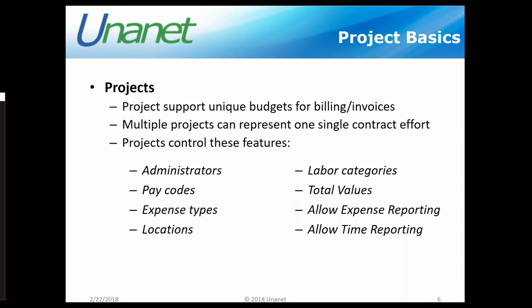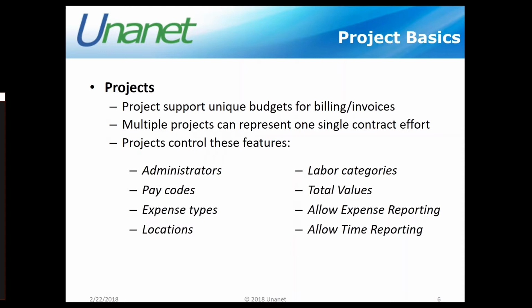The administrators are set up at the project level. The same is true for pay codes, and I'll skip down to locations. So those two are set up at the project level. The expense types, that is also set up at the project level. So if you were to have two tasks that you wanted one to be material and one to be travel, and you didn't want your users to see both material expense type and travel expense type when they did their expense report, or maybe they're different people that are putting those expenses in, you would want to put those in as separate projects.